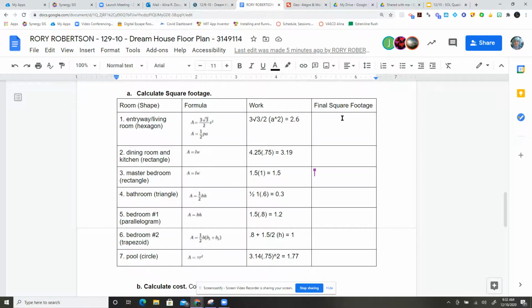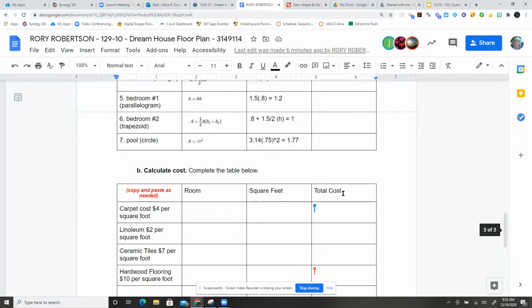Okay, thank you. And then once you do that column, do you know how to do the next table? Do we just multiply the cost by the final square footage? Yeah. So if it's $4 per square foot, it's going to be 4 times whatever that square footage is. And then just list the rooms. So whatever rooms you're going to put carpet in, add those up and then multiply. Okay. Thank you.